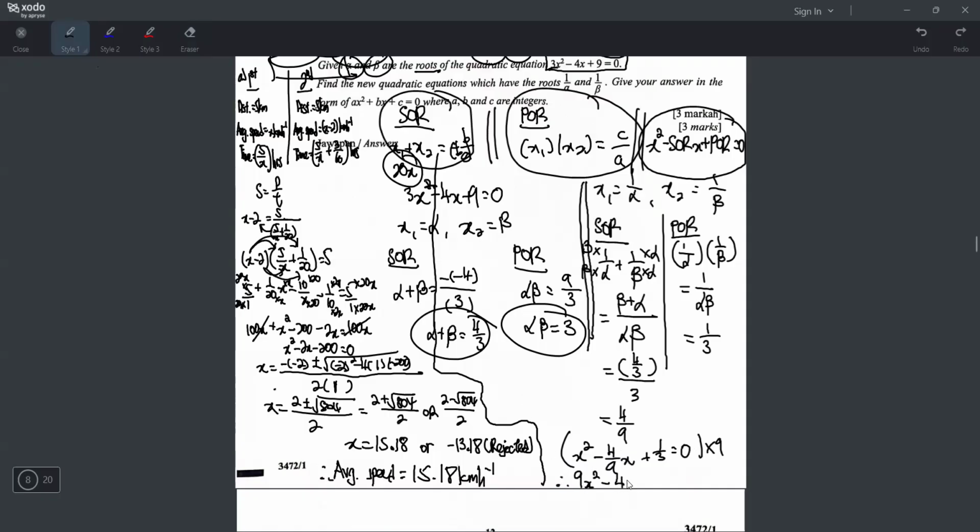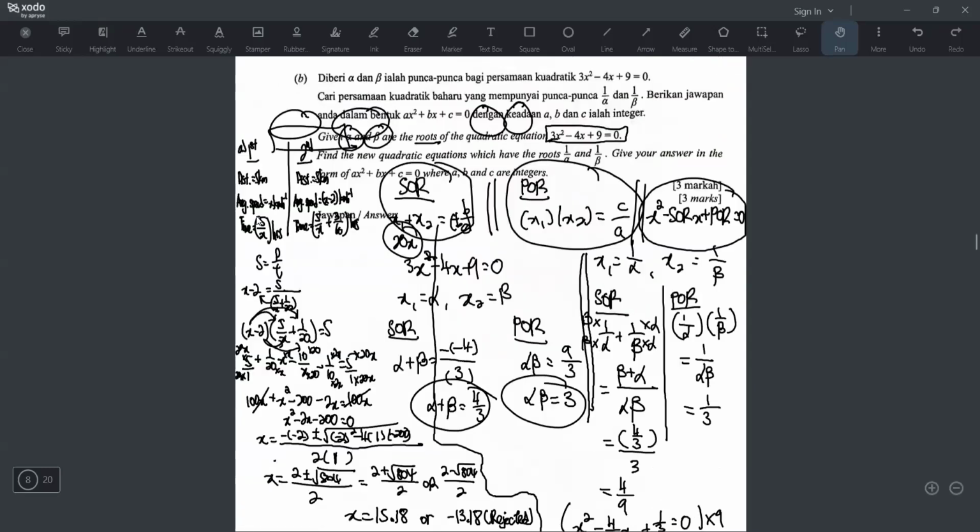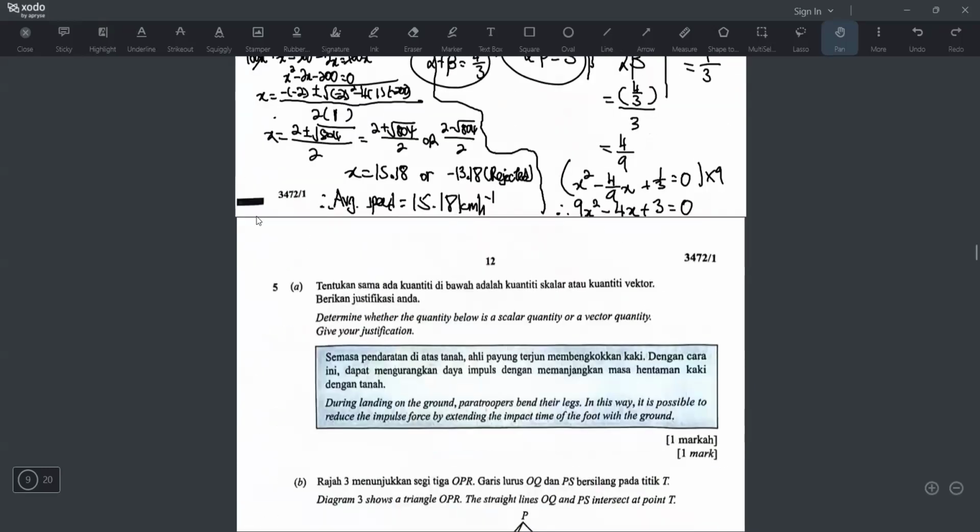And then this one, when you times 9, you get 4x. And then when you take 1 over 3 times 9, you get 3. And then equals 0. So this is your equation: 9x squared minus 4x plus 3. Okay, that's all. So hope you understand.